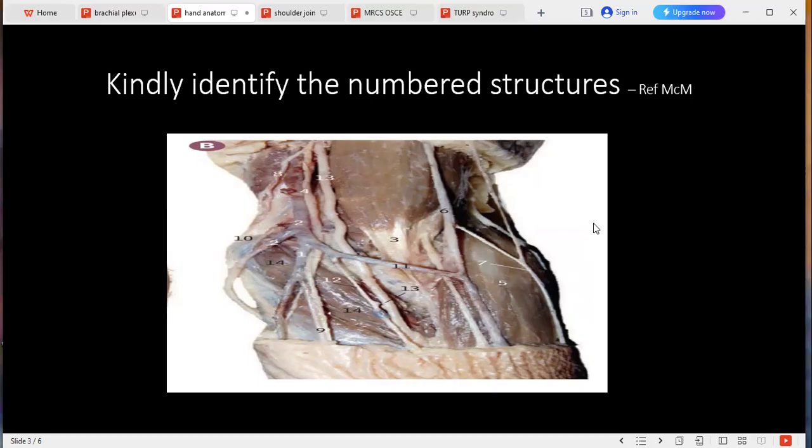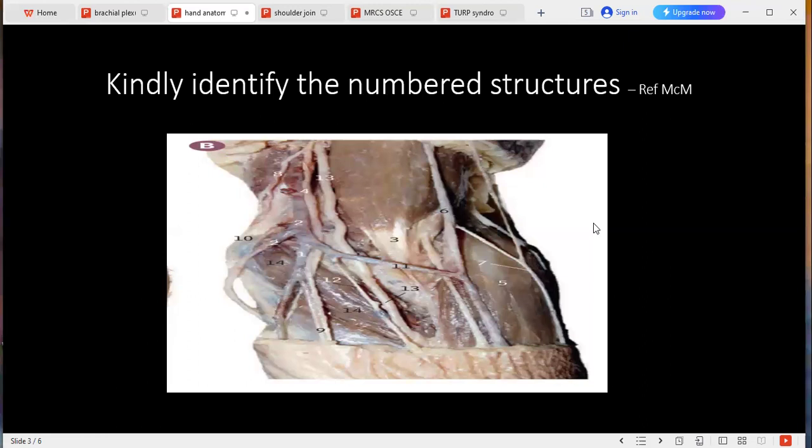Can you please tell me the boundary of the cubital fossa? Superiorly laterally, it is bounded by the brachioradialis muscle, and medially, it is bounded by the pronator teres muscle, and the roof is formed by the skin and fascia, and the floor is formed by the brachialis muscle. Very good.